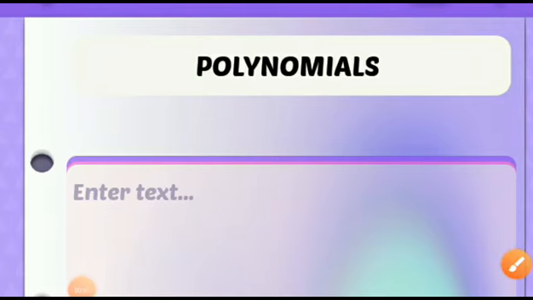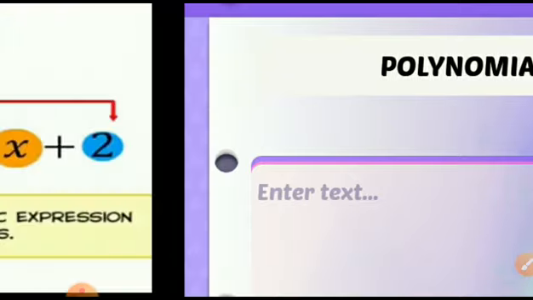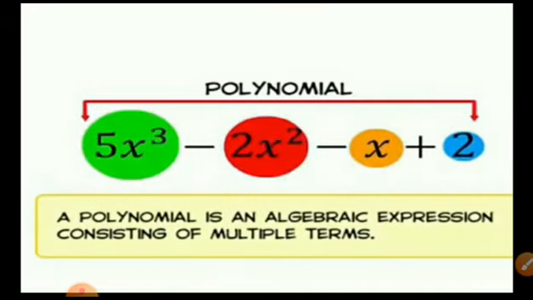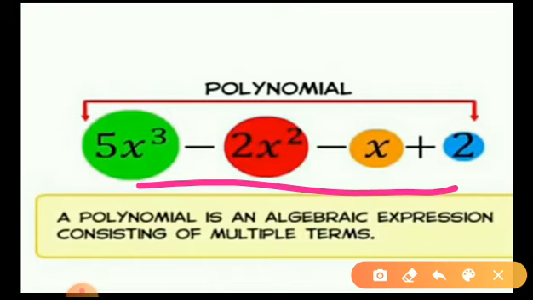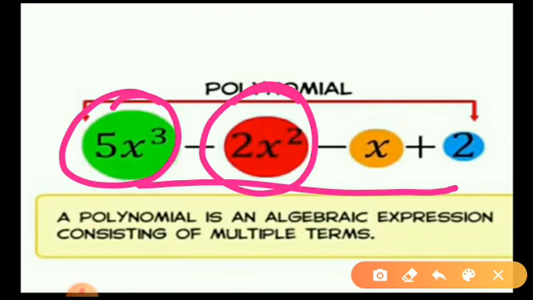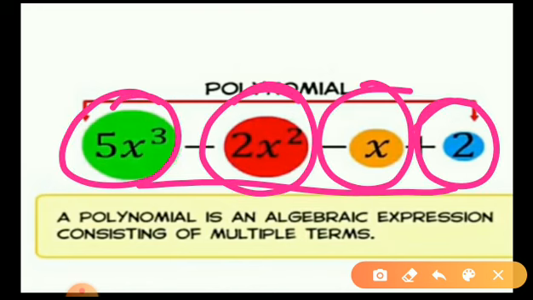Hello children, today we are going to start with a new chapter, polynomials. A polynomial is an algebraic expression consisting of multiple terms. For example, I have written here 5x cubed minus 2x squared minus x plus 2. This is a polynomial which contains 1, 2, 3 and 4 terms.